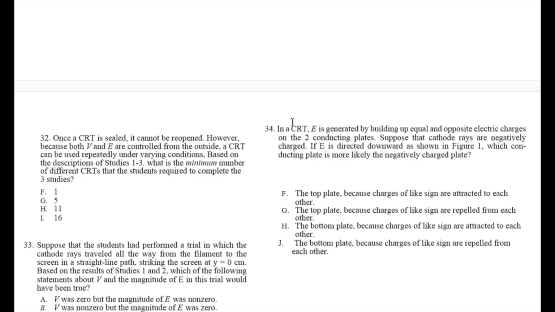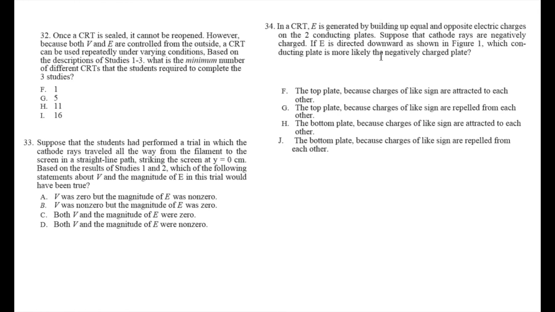So we'll scroll down and look for the correct answer here. Which one is the negatively charged plate? We know it's the bottom plate, so it's not F, it's not G, it's either H or J. Let's read the options for H. Because charges of like sign are attracted to each other, that's not correct, and we know that the correct answer is J, because charges of like sign are repelled from each other.